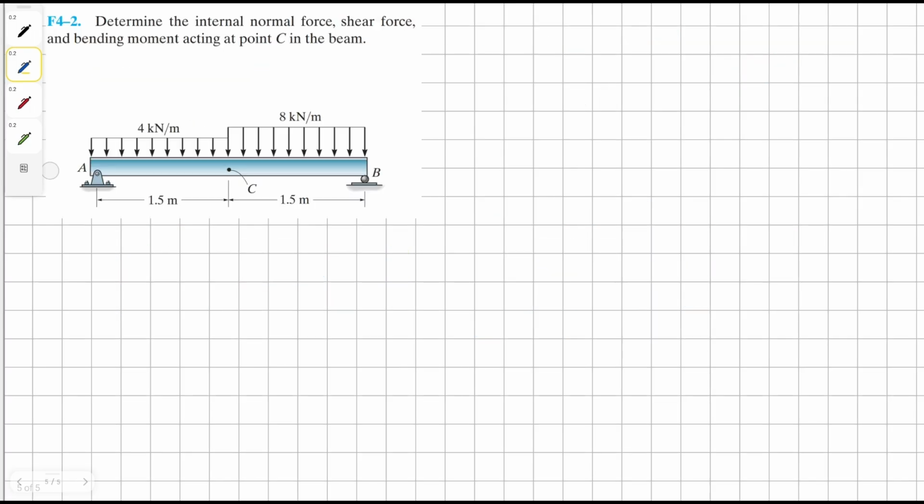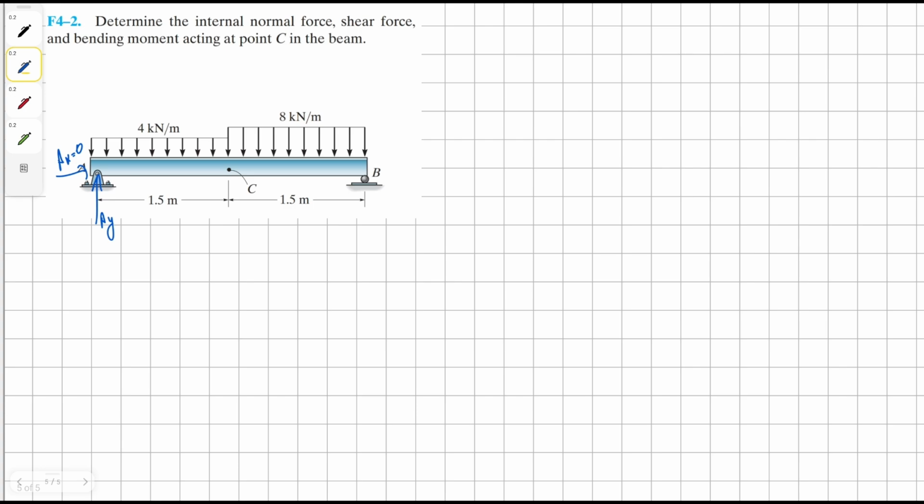Determine the internal force, shear force, and bending moment acting at point C in the beam. Just like the first problem, we have to first of all find our external reaction forces. We know Ax is going to be 0 because there isn't any other external horizontal force acting on this beam. And then we just need to find our Ay external reaction because we're going to use left hand side of this beam to find our internal forces.